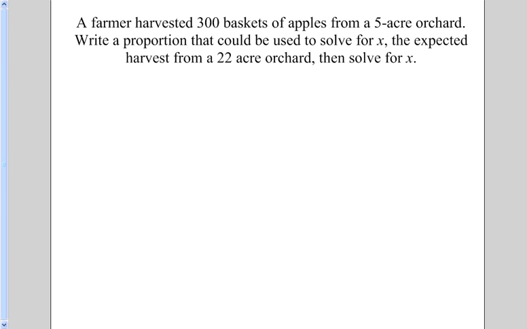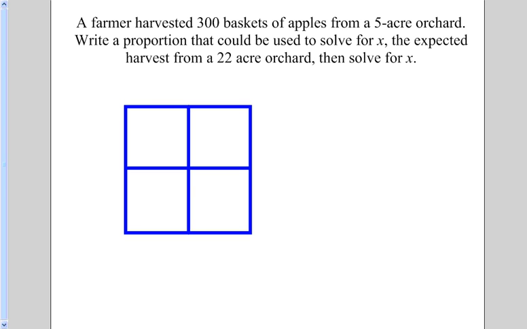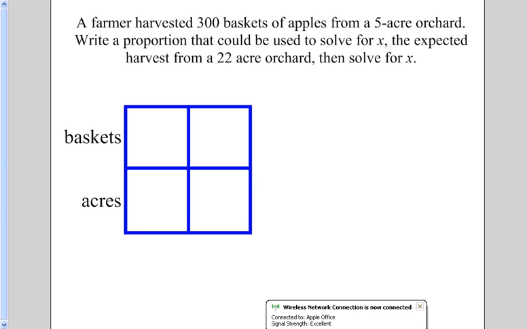So in this problem, we need to find out how many baskets of apples you can grow in a bigger area of land if you know how many baskets of apples you can grow in a smaller area of land. And this is a proportion problem. The way we have been beginning with proportion problems and solving them is to set up a proportion table like this. And we're comparing two different things here: the baskets of apples, and the acres of land.